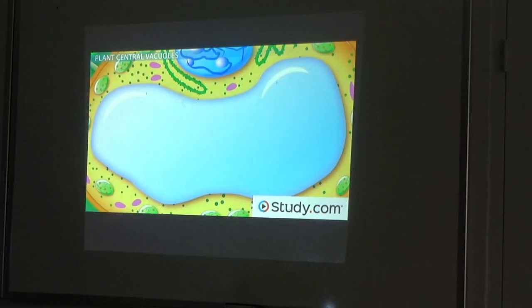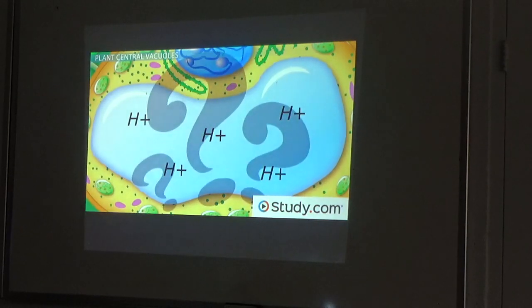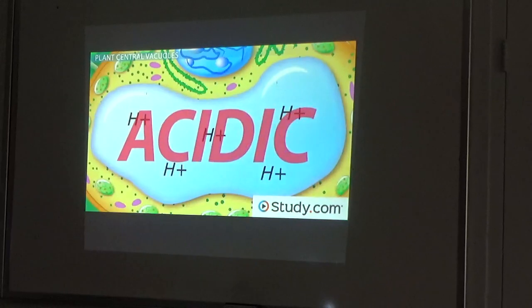A central vacuole can also help maintain a neutral pH in the cell by pumping hydrogen atoms, or protons, from the cytoplasm into the vacuole. What happens if you pump a lot of protons into the vacuole? This makes this plant cell component acidic, which is also similar to a lysosome.